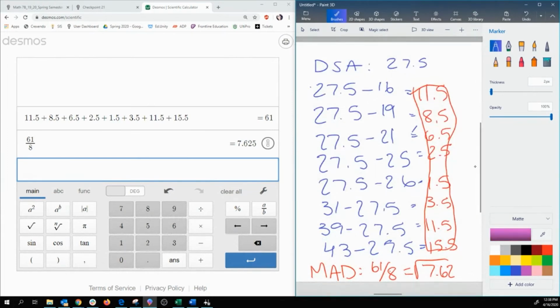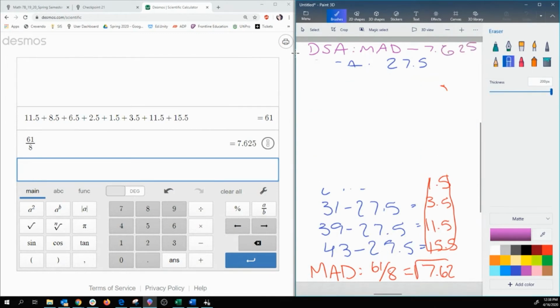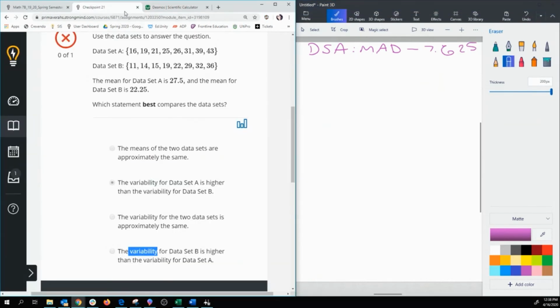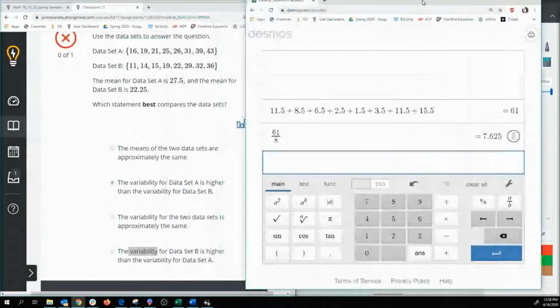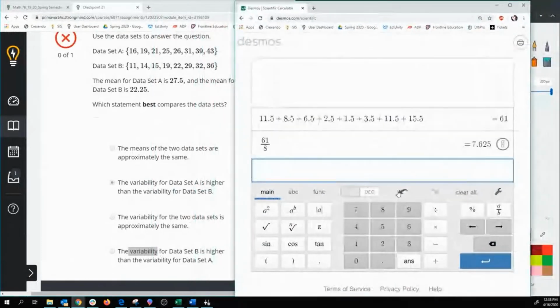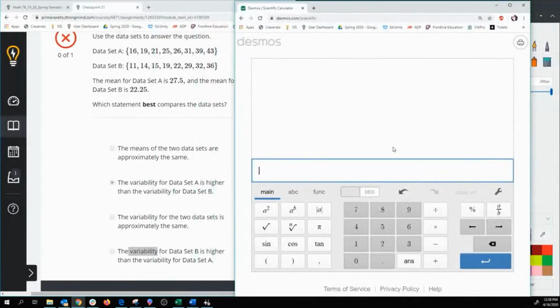So I'm going to rewrite this at the top. For data set A, my mean absolute deviation is 7.625. I'm going to erase all this so I can figure out the next one. Oops. I'm actually just going to pull out Desmos again so that I can do it this way instead of having to rewrite everything out.